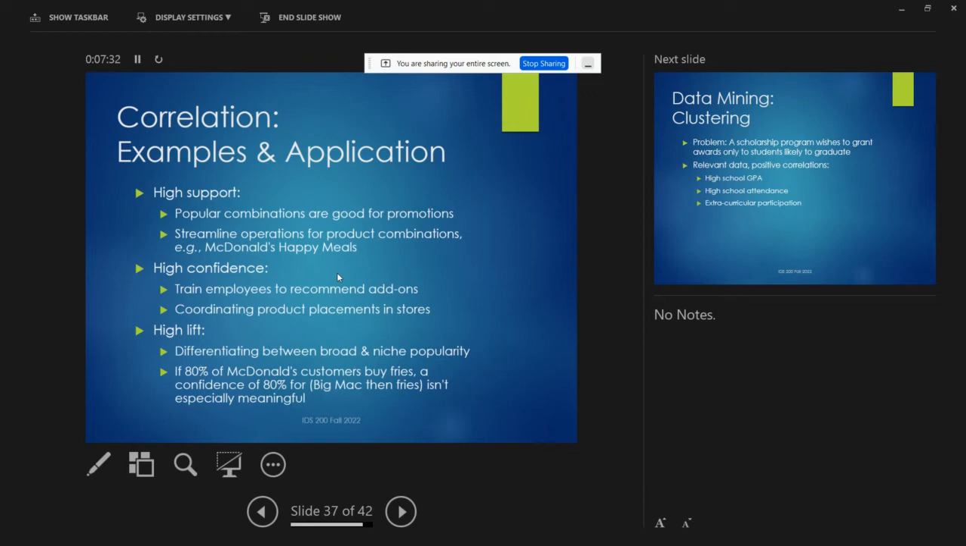Anyway, last one, high lift. So high lift is differentiating between broad and narrow popularity. For example, suppose 80% of McDonald's customers buy fries, right? Anytime you go to McDonald's and you order something, 80% of those people buy fries. In that case, a confidence of 80%, somebody who bought this has an 80% chance of buying fries. It sounds high, but it's not actually high relative to the baseline, right? The baseline probability of buying fries is 80%. So you'd have to be like 90% to be noticeable.